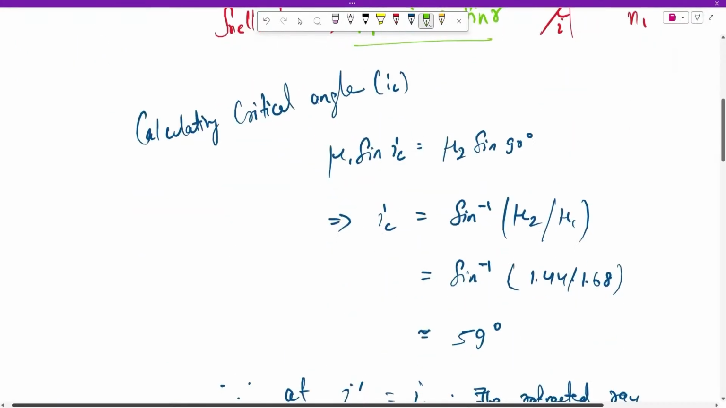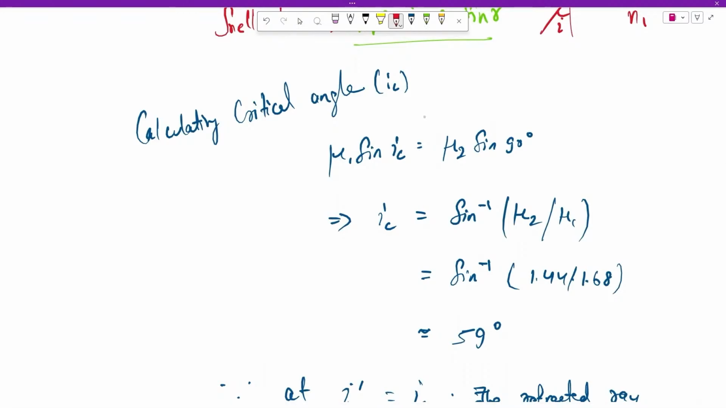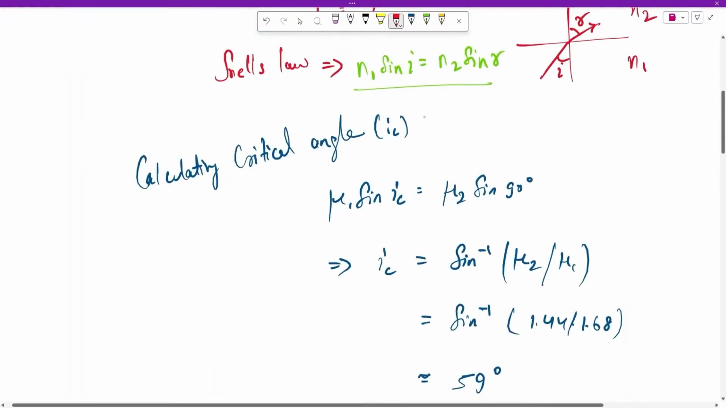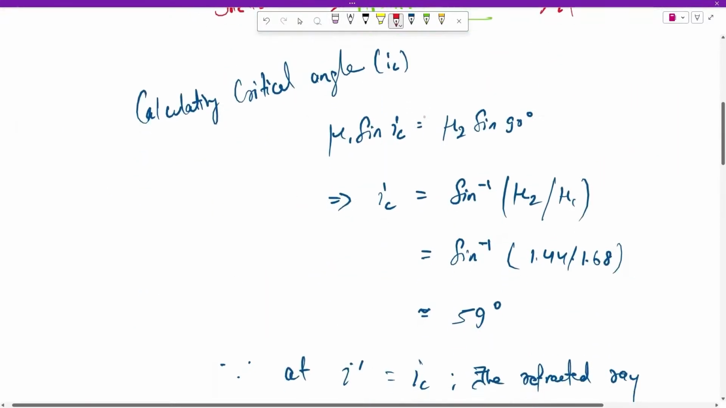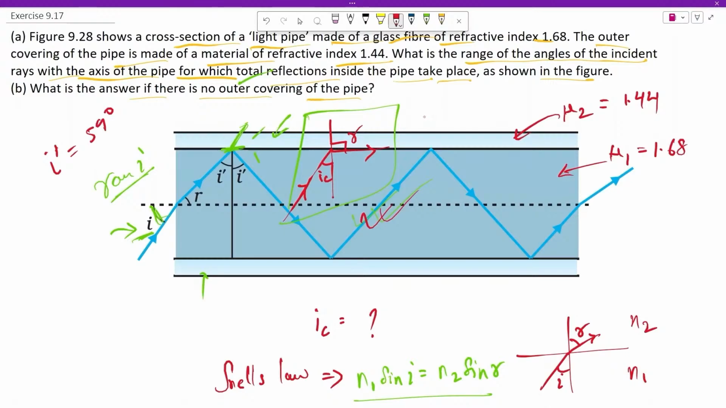So using this Snell's law over this diagram, we can see that sin IC equals sin inverse of mu2 by mu1, where mu2 is the refractive index of the glass outer covering and mu1 is the refractive index of the inner core of the glass. Now this will give us IC as 59 degree, that is, a critical angle of 59 degree. So by now we have come to know that IC, that is I dash, must be at least 59 degree for the total internal reflection to take place.